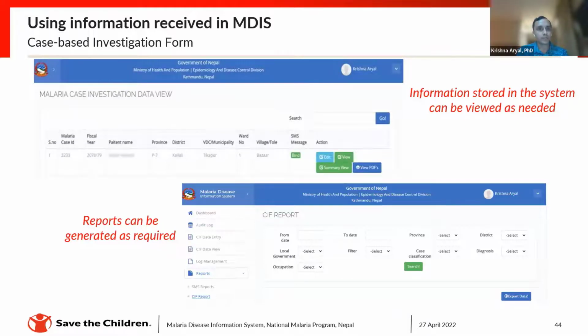And then we can generate reports as they are required, from the information that has been stored in the system, and they can be viewed. We have different functions in the system which can be used by the central level team to analyze the data and use it. Next, please.